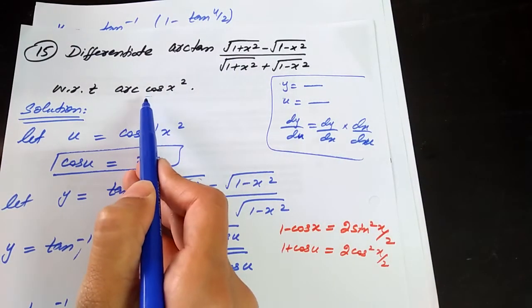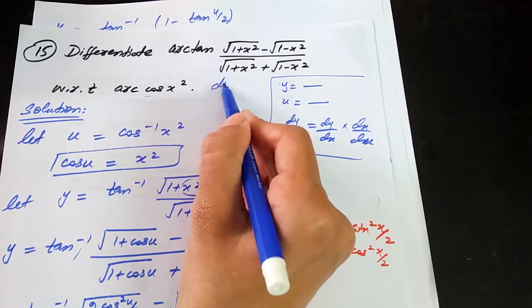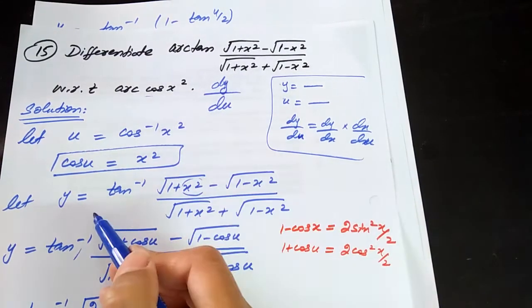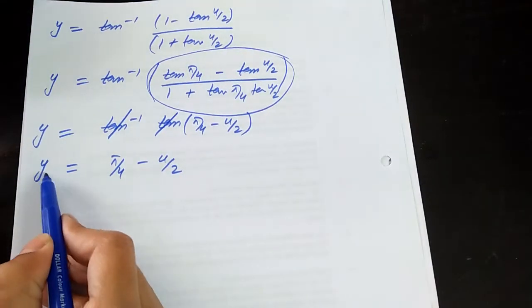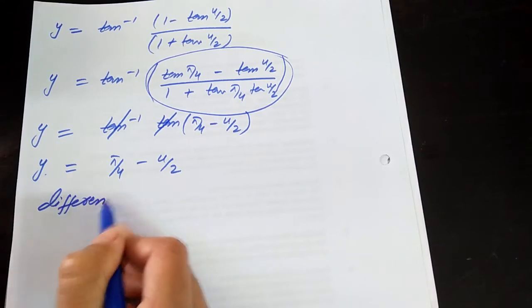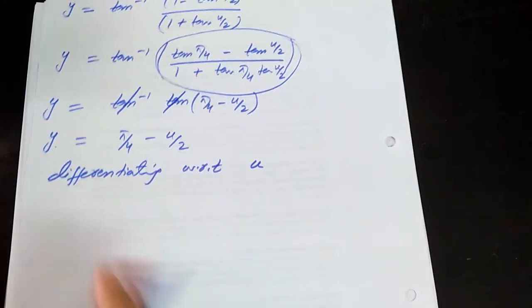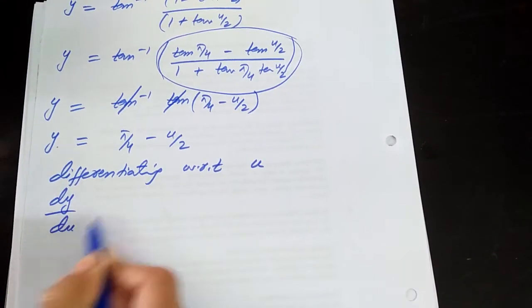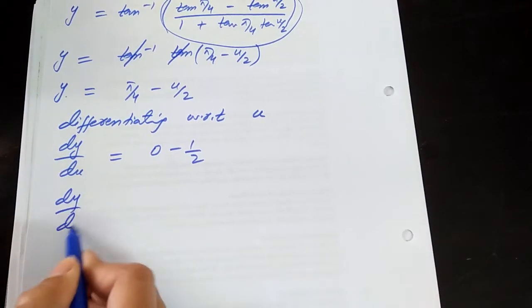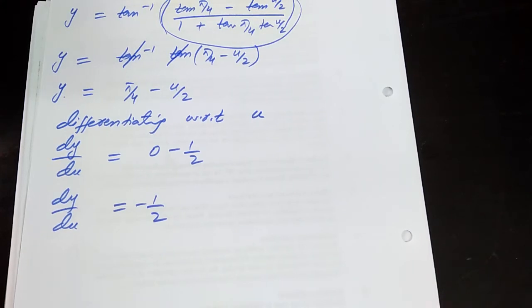Now we need to differentiate this function with respect to u. This is y and this is u, so it means we need to find dy by du. So differentiating this y function with respect to u, we will get dy by du is equal to 0 minus 1 by 2. That will be equal to dy by du is equal to minus 1 by 2. So this is the answer for our question number 15.